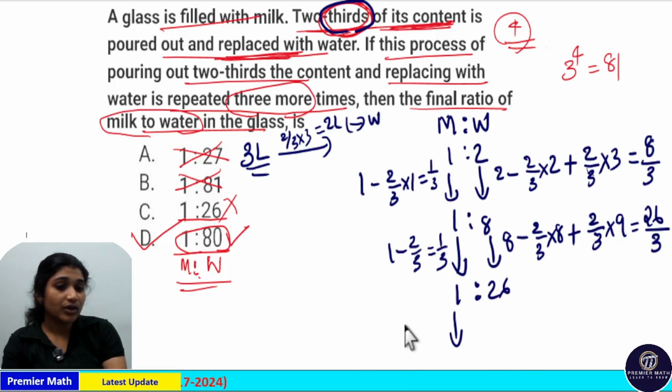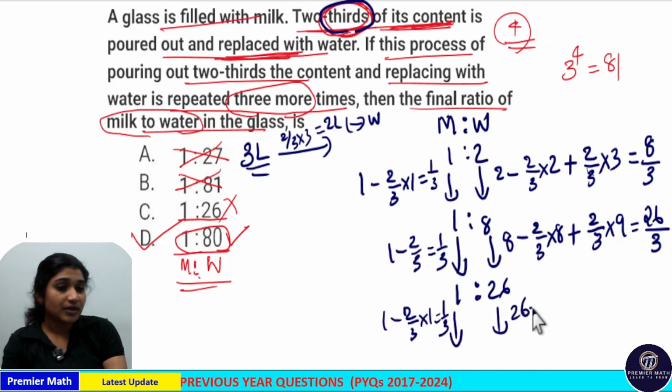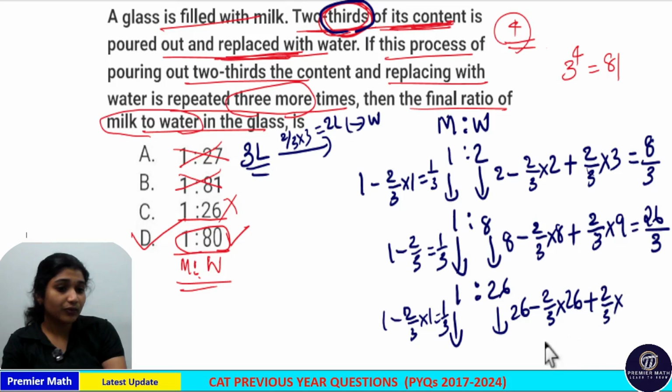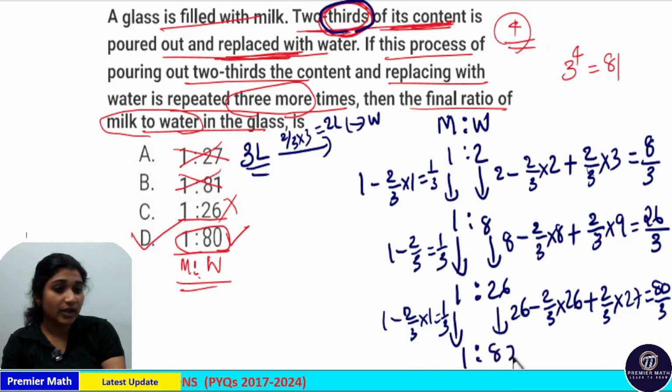Again, you are replacing. And here 26 minus 2 by third of 26 you are taking out and you are adding 2 by third of total mixture 27. So this will become 80 by 3, which means here 1 by 3 is to 80 by 3 is equal to 1 is to 80.